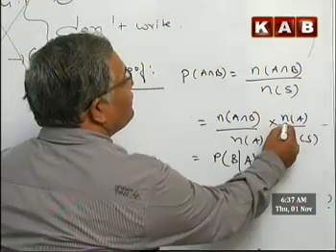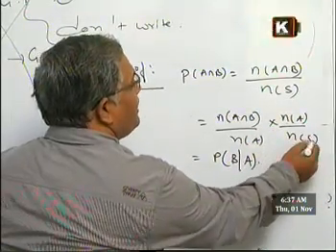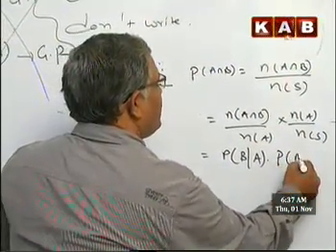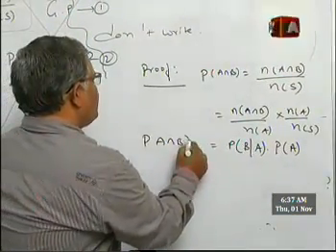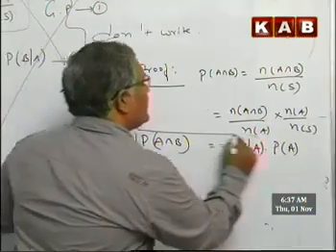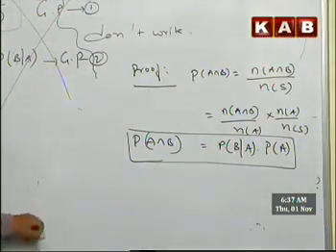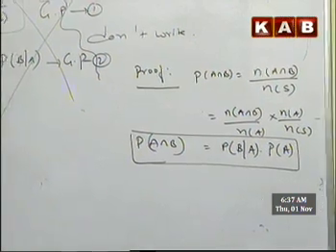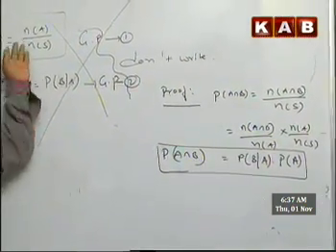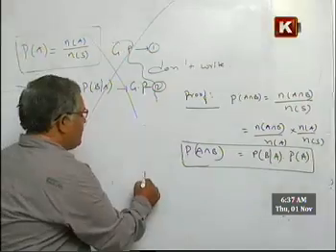And what is this? Number of elements in A by number of elements in S. So, that is nothing but probability of A. So, this is A intersection B. Right. The first part is over. See how simple it is, provided you have memorized and you know what these are. Yes. Now, the second part, you see.